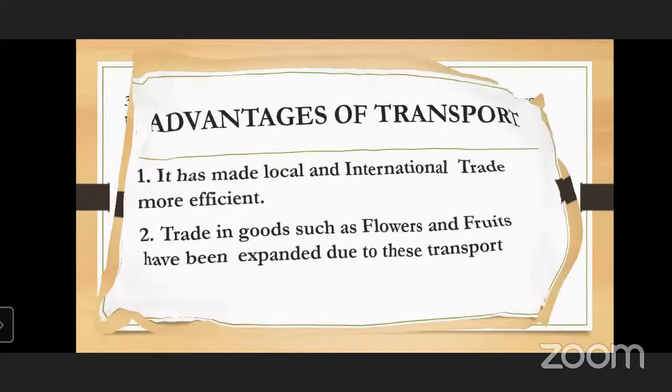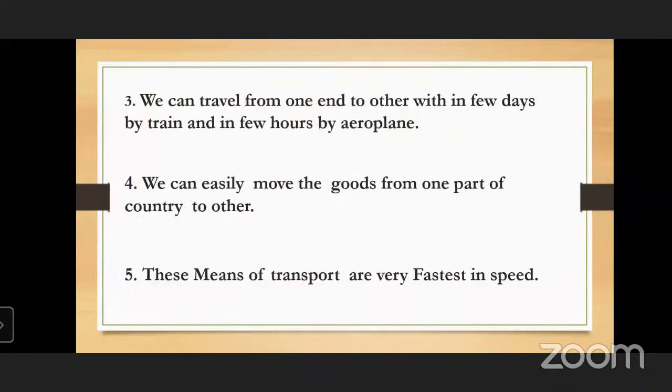Okay, now read the third sentence. We can travel from one end to other within few days by train and in few hours by aeroplane. Yes, one more advantage, in a few days by train or within a few hours by aeroplane. So we are traveling by train, by bus, and by aeroplane also. So we are traveling from one place to another within a few days, and within a few hours also. So it is very easy for traveling purpose.